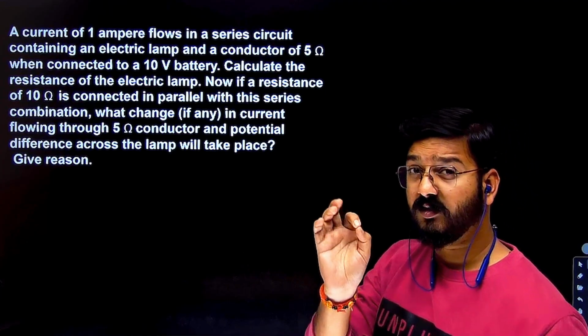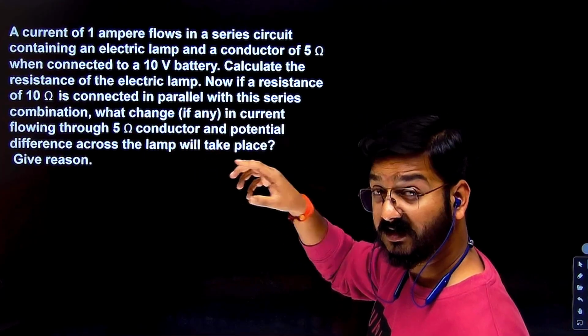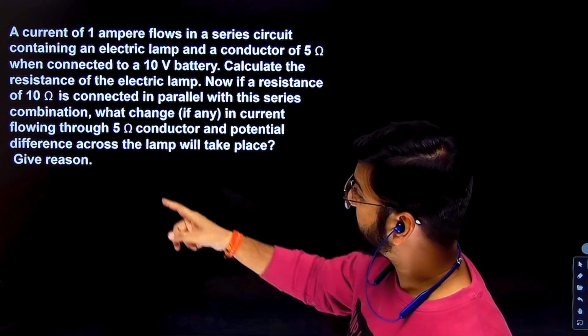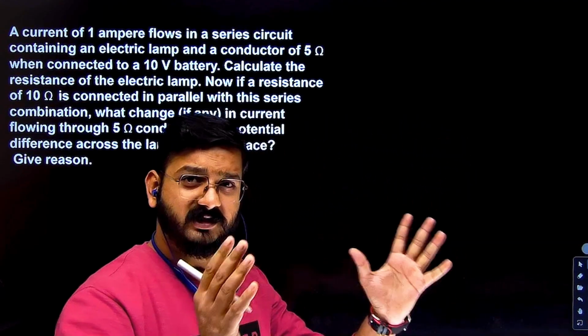Now they are telling that we are doing a small change in the circuit. Now, if a resistance of 10 ohm is connected in parallel with this circuit, meaning the given circuit, what change in the current through the 5 ohm and potential difference across the lamp will take place? Give reason. Let me draw the circuit quickly.